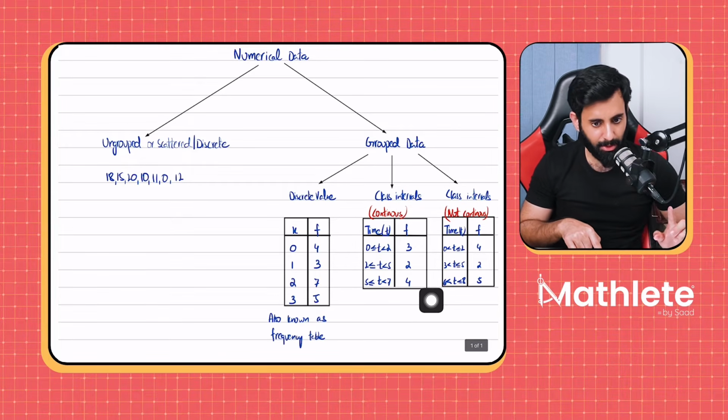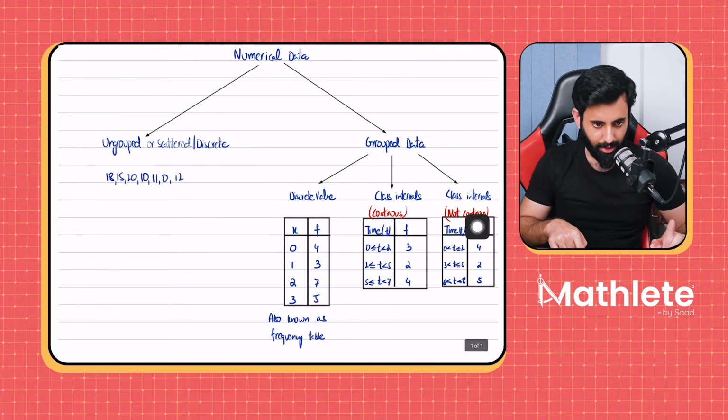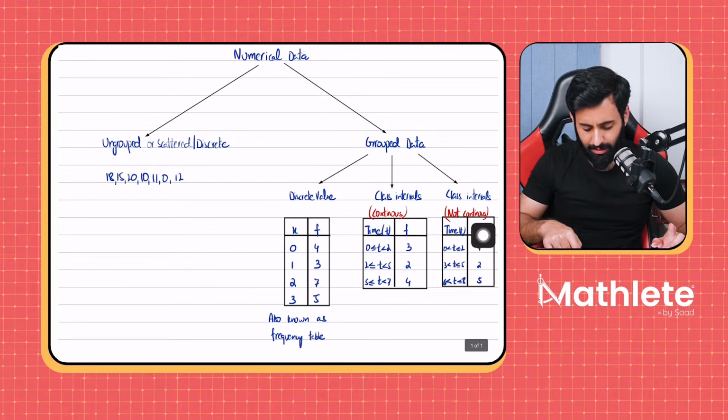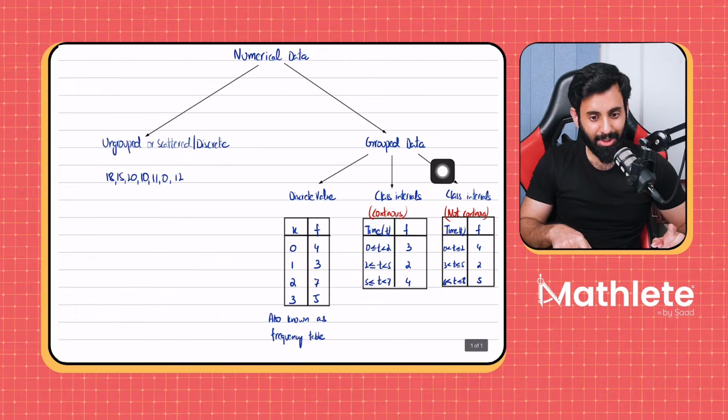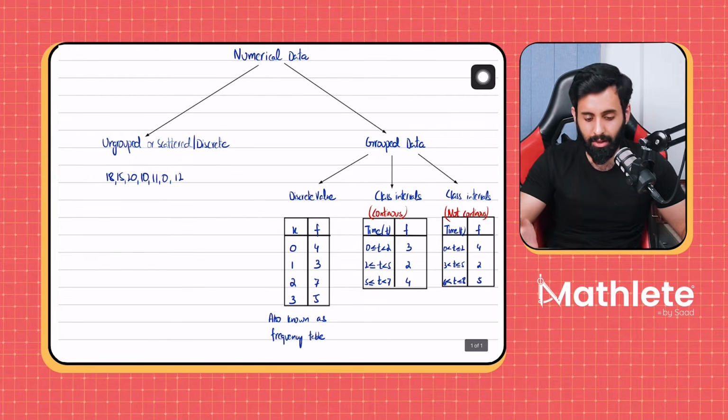They're both grouped, but they're different. Why? Because one is continuous, the other is not continuous. So this kind of data needs to be treated first before we run our calculations.